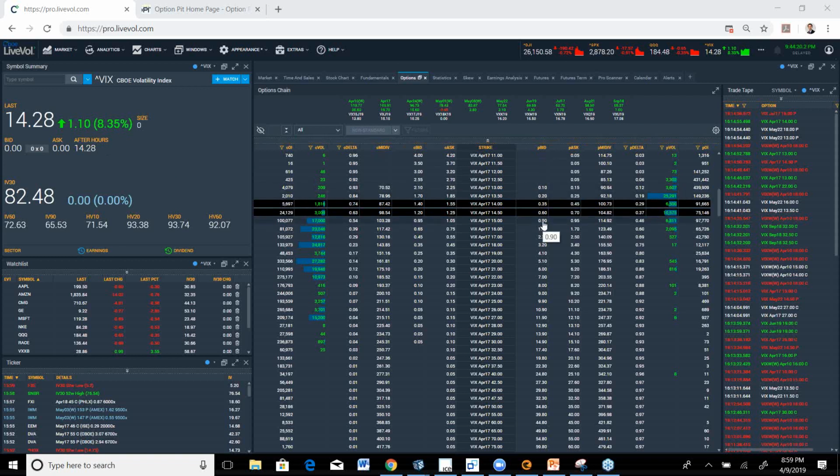That is a convergence trade. You're paying 95 for the 15 put, selling the 14 put at 45, and you're potentially making a 50% return if nothing happens. And if it drops below 14, I can make 100%. That's not bad.